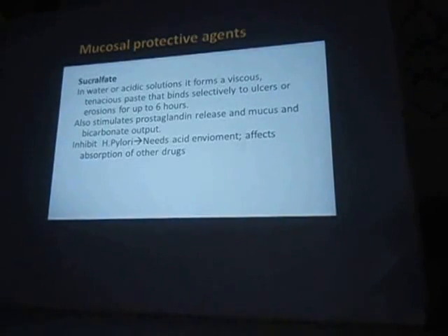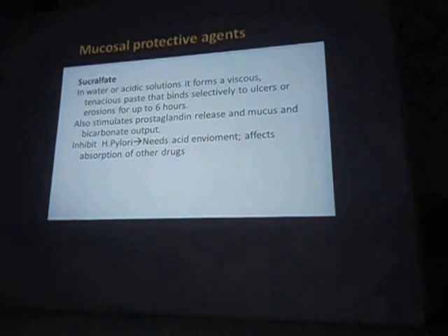So coming to the mucosal protectives, okay, so they produce a layer around the gastric mucosa, and these mucosal protectives we primarily use in cases of ulcers where we need protection for this eroded gastric mucosa. So what do they do? They are viscous and form a tenacious base with water and acidic solutions.